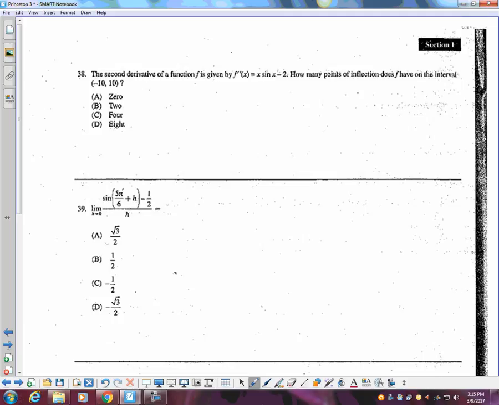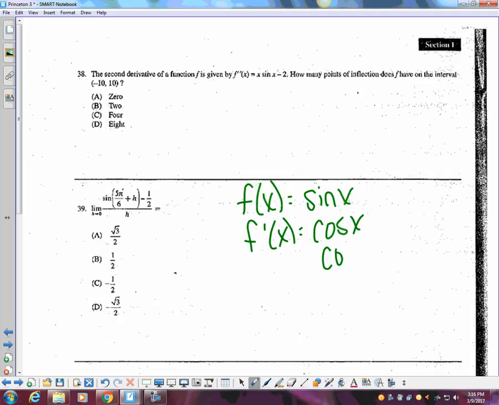Okay, he should look like something. He looks like the big derivative thing. Okay, what's your f of x? Yep, sine of x. So what's f prime? Cosine of x. Okay, so cosine of what? What are you plugging in? 5 pi over 6. So all I need to know is what's cosine of 5 pi over 6.